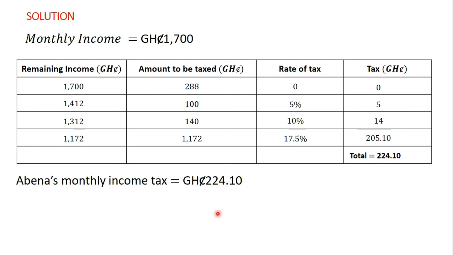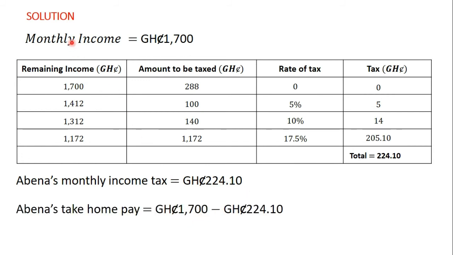The question also asked us to calculate Abena's take-home pay. In the previous video, we learned that take-home pay is equal to the monthly income, or the salary, minus the taxes. So Abena's take-home pay is going to be equal to her monthly income, which is 1,700 Ghana cedis, minus her income tax, which is 224 Ghana cedis, 10 pesewas. And this will give us 1,475 Ghana cedis, 90 pesewas. So Abena's take-home pay is 1,475 Ghana cedis, 90 pesewas.